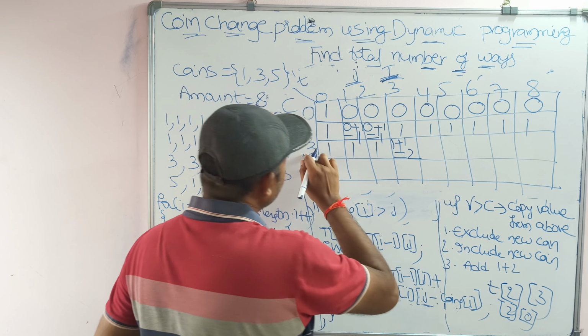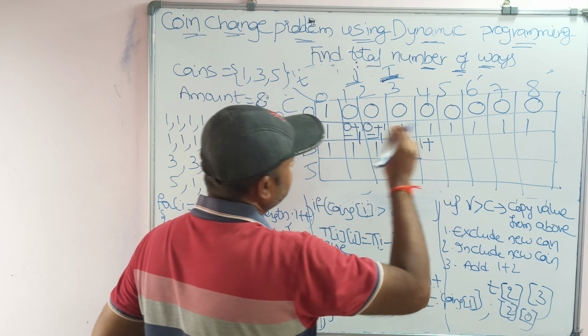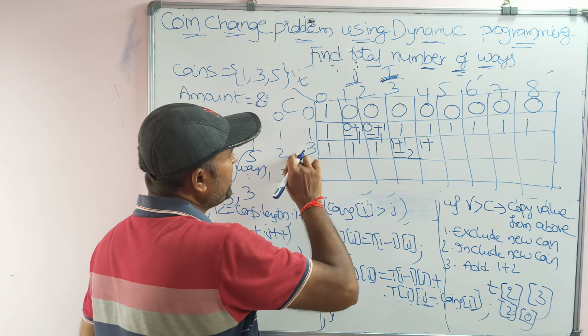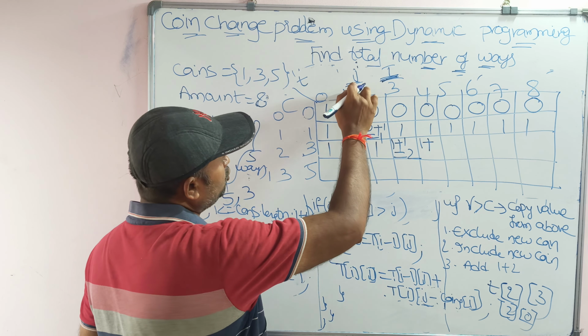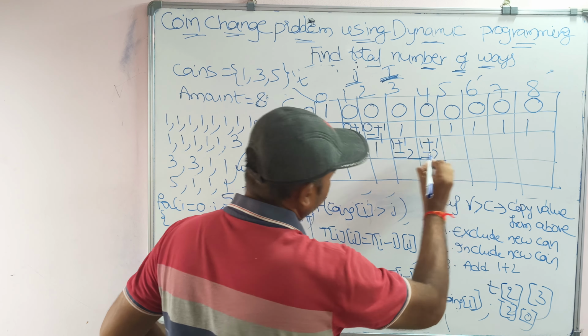Next, exclude the new coin. So that means above value. So 1 plus, include the new coin. Here what is the column number? 4. 4 minus 3 means 1. So in the same row, go to the 1 column. So in one way we can arrange. So 1 plus 1 means 2.